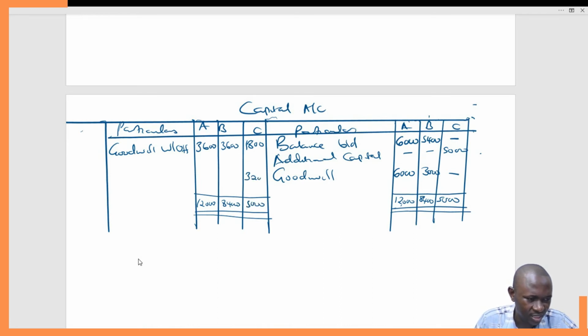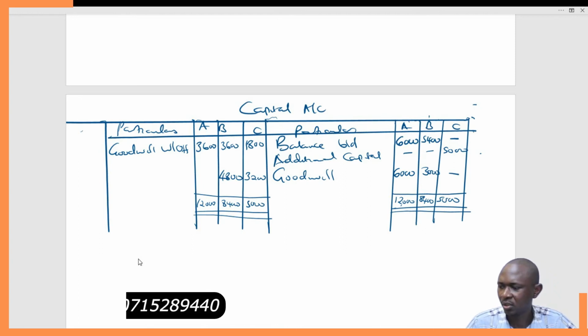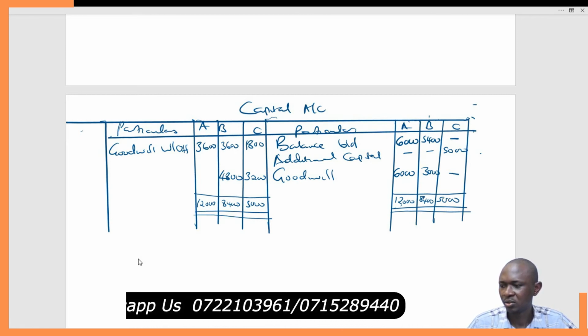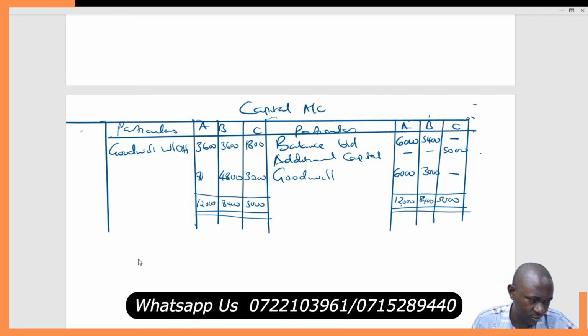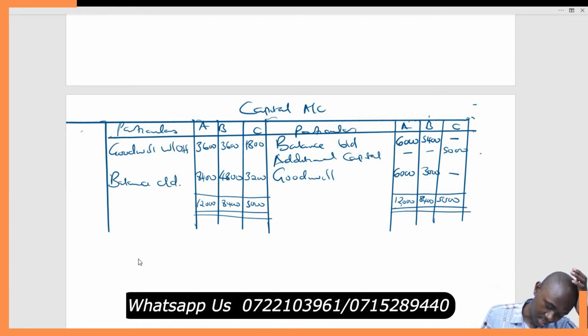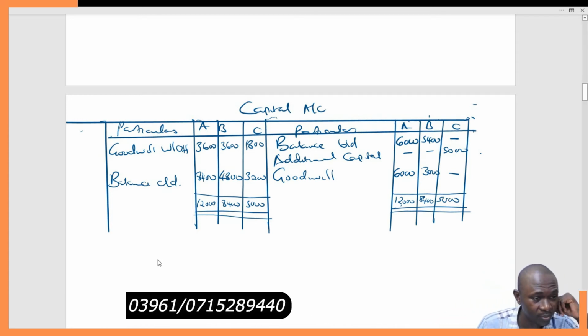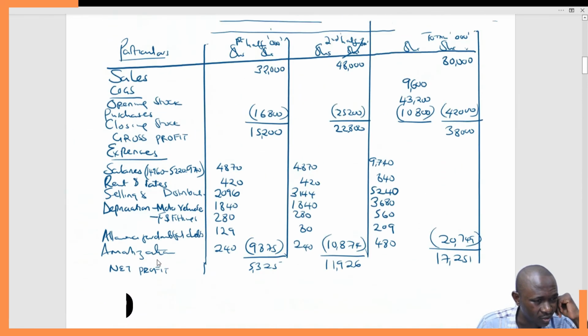So the difference, this is 3,200. The difference here is 8,400 minus 3,600. That is 4,800. I hope you've captured everything. 4,800. And then 12,000 minus 3,600. That should give us 8,400. These are the figures, and this will be our balance carried down. 8,400, 4,800 and 3,200. That will be our capital account according to what we have there.